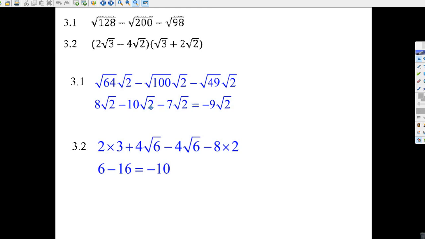Now these are like terms. You can just combine them. This is 8 minus 10, which is minus 2, minus another 7. That makes minus 9 root 2.